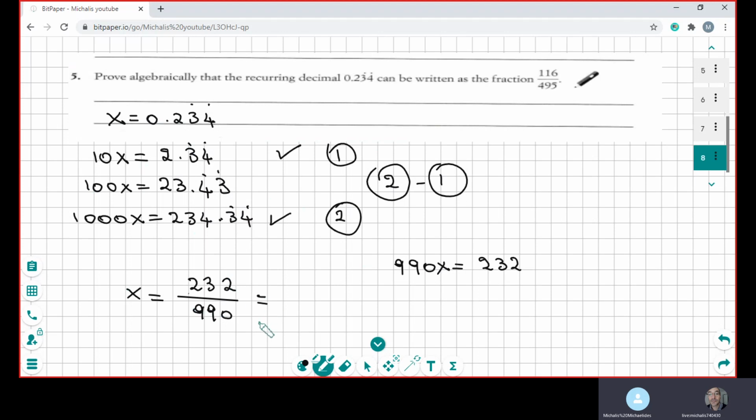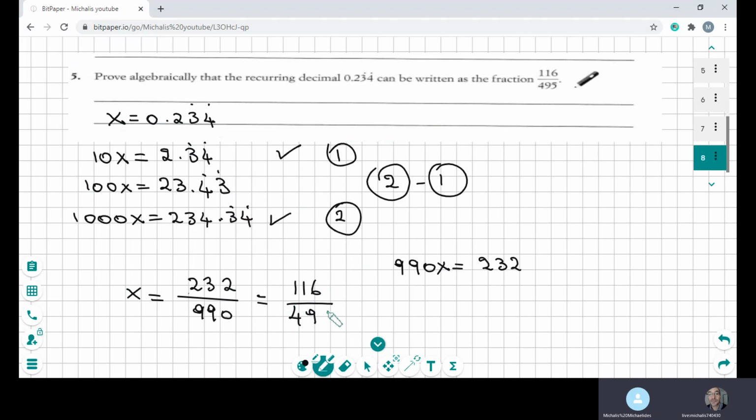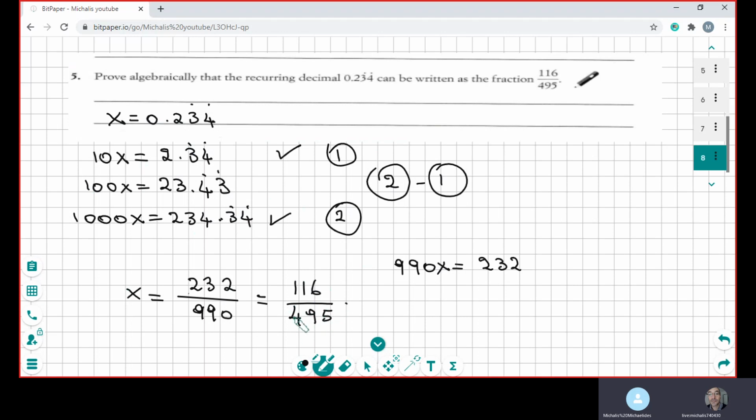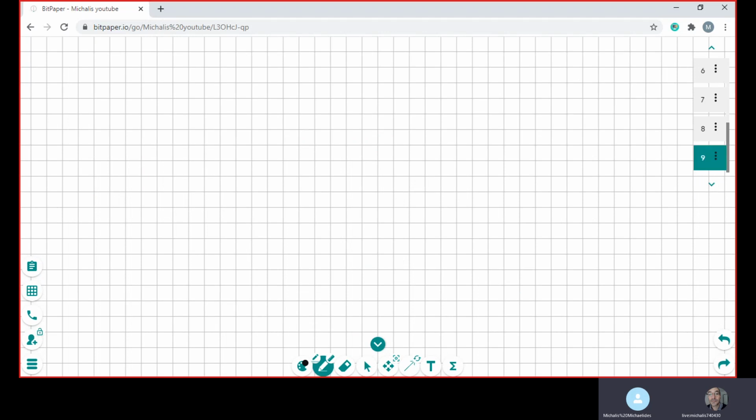Now to simplify this fraction, I divide both by 2. 232 gives me 116, divided by 495. I can't simplify anymore, so the final answer is 116 divided by 495. This is how you change a recurring decimal into a fraction. Normally you have to find the right equation to subtract. This is the method to use. Number 6, we go to the next exercise.